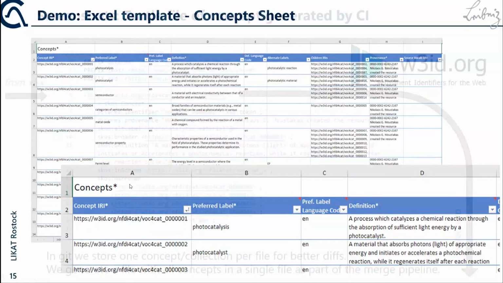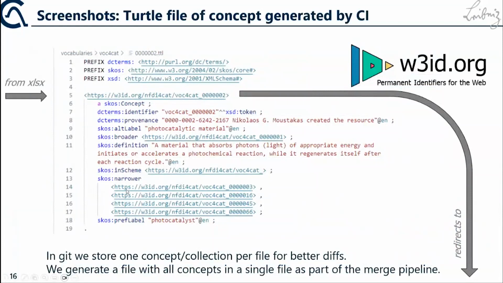Then from this Excel, we generate Turtle in the pipeline, and the Turtle is formatted like this so that it's easily diffable and can be well read also in an editor. And here you see our W3ID.org integration. If you click on this, you will be redirected to the actual concept.